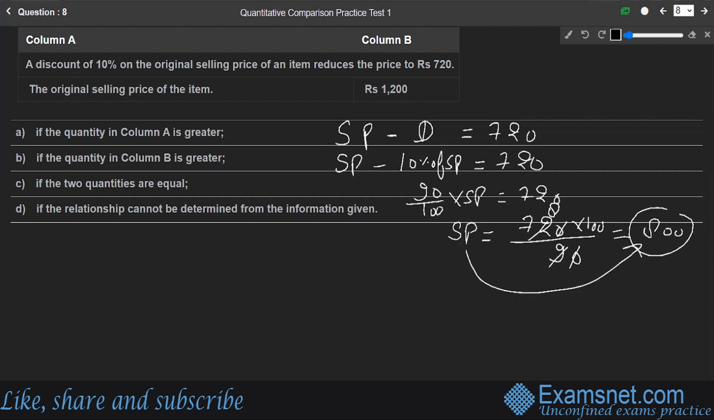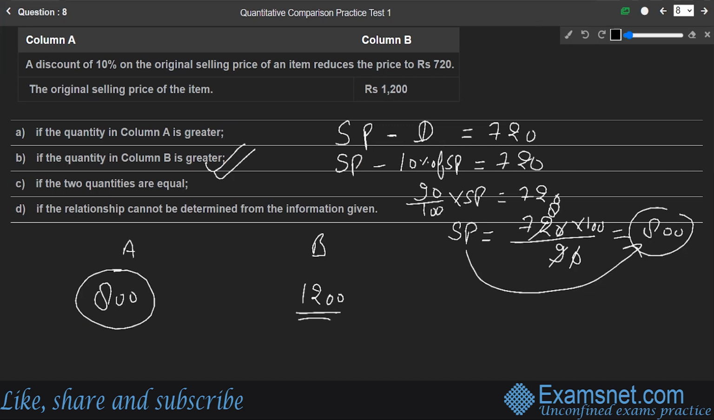Now let us find out the first column. The first column says original selling price of the item, that we have already calculated to be 800 rupees. Let's see column B, rupees 1200. So which is bigger? Obviously the value of column B is greater, 1200. So obviously option number B becomes the right answer, which says quantity in column B is greater than quantity in column A.